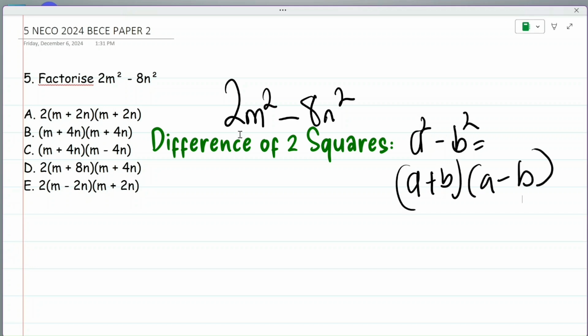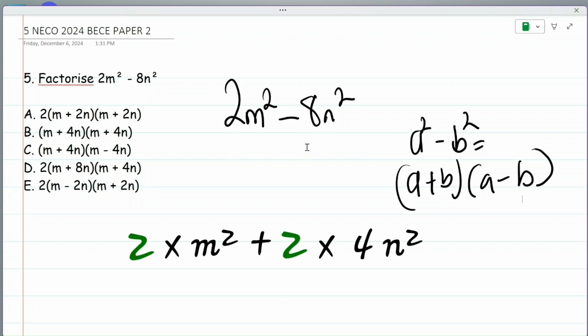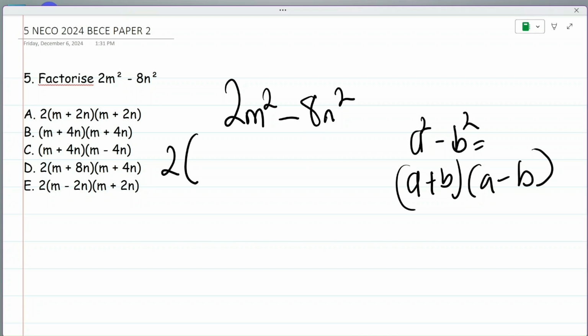But first, we have to take what is common in both of them out first. We have 2 here and also have 2 in 8. So we'll bring out 2. Let's say you have 2m squared divided by 2, because you brought out 2 since it's common in both 2m squared and 8n squared. The 2 will cancel the 2. You'll be left with m squared minus.